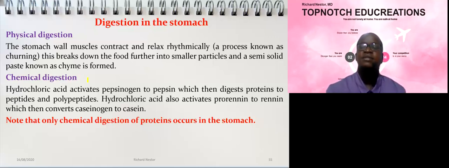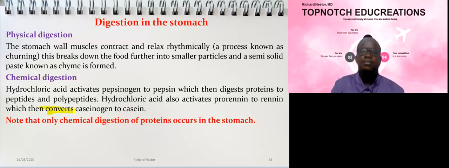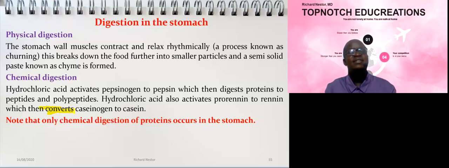It is essential to take note of that. I also wish to highlight something that is very critical for you to take note of here. Under chemical digestion, we are saying hydrochloric acid also activates prorenin to renin, which then converts caseinogen to casein. And at this point in time, I wish to highlight this word very strongly, and the word is converts. It's a common mistake for some students to say that renin digests caseinogen to casein. Renin does not digest caseinogen to casein, but renin converts caseinogen to casein. And I wanted to get the difference clearly here. Why are we saying you don't say digests?